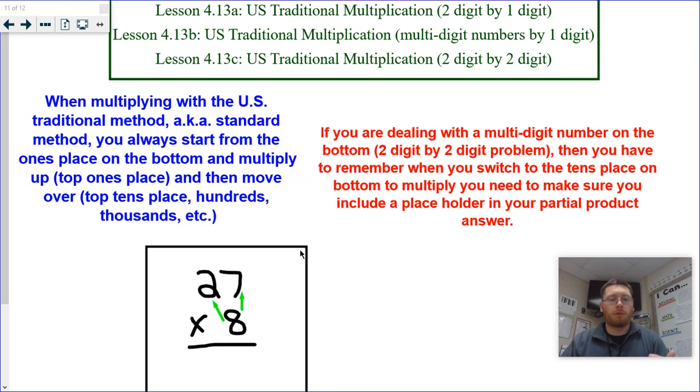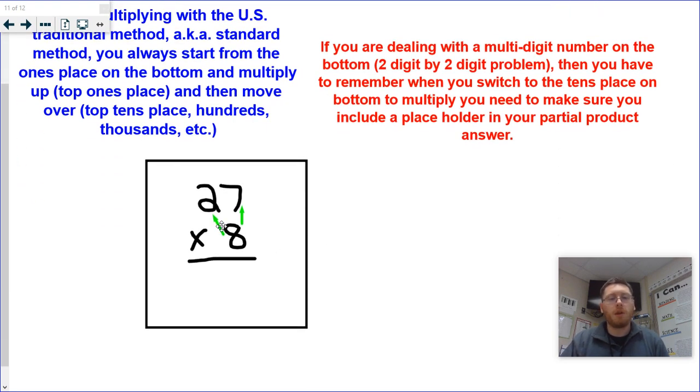All right. So really quickly, let me show you. I have a two-digit by one-digit problem here: 27 by 8. We're going to start in the ones place at the bottom, because that's the only thing that we have, so we're going to go straight up first. We're going to multiply 8 times 7 and put my ones place answer. My tens place answer goes above the 2. And then 8 times 2, and then add what's left.